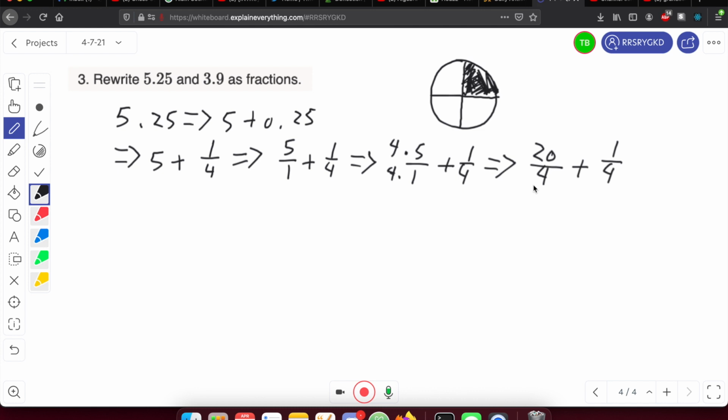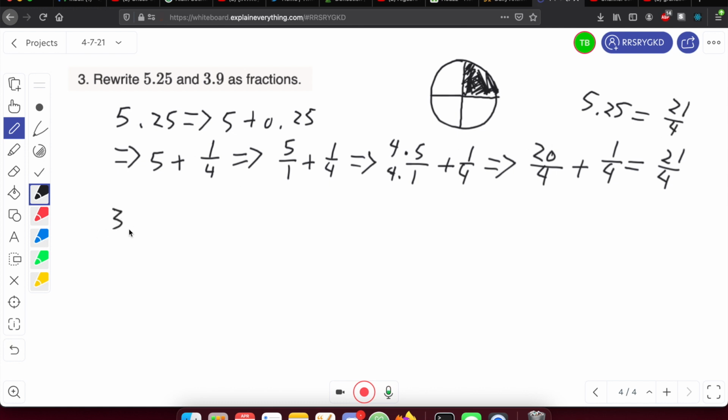And now when we're adding fractions of a common denominator, we just add across the numerator. So this gives us 21 over 4. Since these are in the lowest terms, we don't need to simplify any further. So we're done with this portion. This means that 5.25 is the same as 21 over 4.